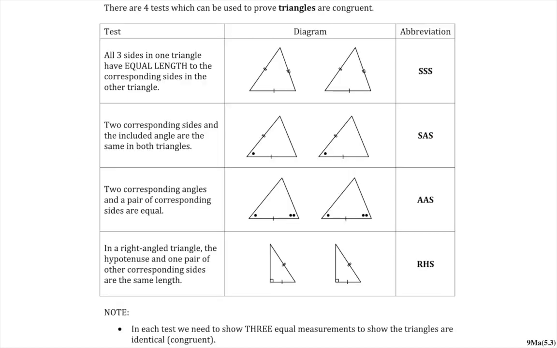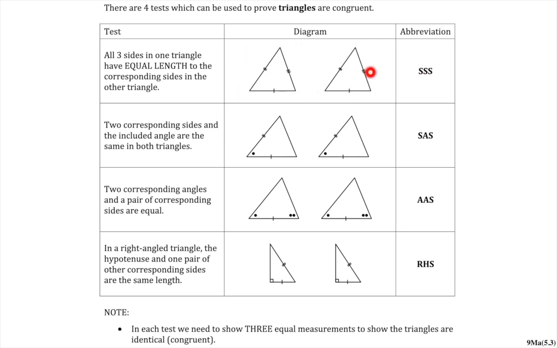Now, when we're trying to show or prove whether triangles are congruent, there are 4 different tests that we can use. So here are the 4 tests summarized on a table. The first test here, if all 3 sides in a triangle have an equal length to the corresponding side, so this side matches with that side, the side with the 2 dashes matches with the side with the 2 dashes, the side with the 3 dashes matches with the side with the 3 dashes, we'd say side, side, side, because each pair of sides match up perfectly.